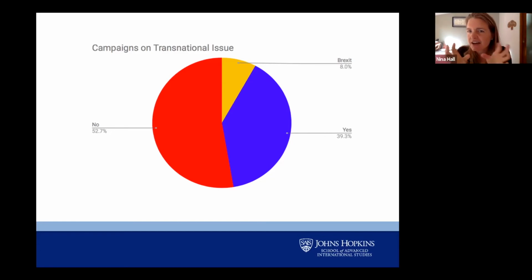And then there's this kind of complicated case of Brexit, which obviously was very strong in the UK at the time, which is inherently quite domestic, but also tied up with the European Union, so very transnational, and that's why I've coded it separately. The key point to take away here is a large bulk of their campaigns do relate to issues that spill beyond the national border.